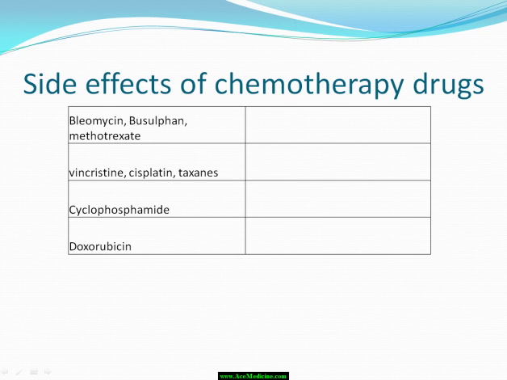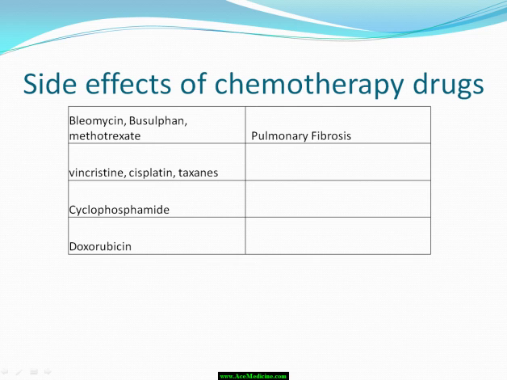So let's look at the classic chemotherapy drugs that you see in the exams, along with their primary side effects. So bleomycin, busulfan and methotrexate classically give you pulmonary fibrosis. So this is also important in the OSCE. So if you see a patient who is taking methotrexate on their drug chart, you should be listening to their chest for fine inspiratory crackles.